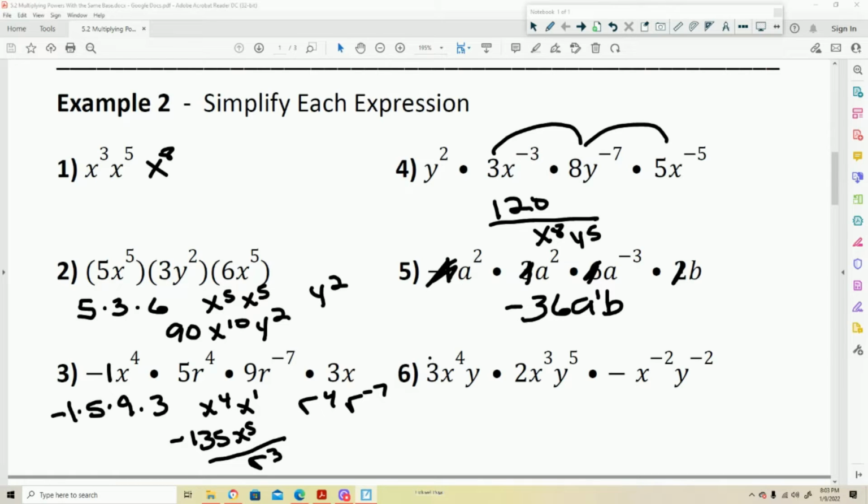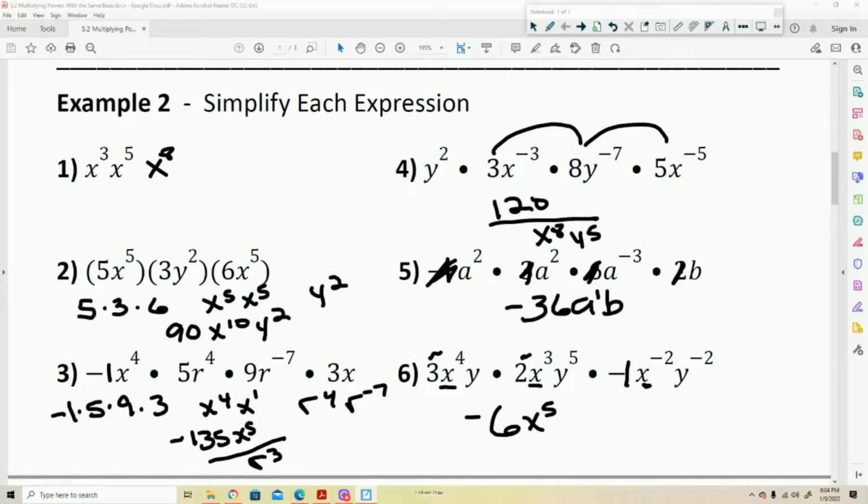We've got the 3 and the 2. Multiply together, you get 6. Actually, we have a negative 1 here, so it's going to be a negative 6. Okay, I didn't see that. Now here we've got a 4 on the x, a 3 on this x, and a negative 2 on this x, so we're putting these x's together. We get 7 minus 2 is 5, so it's going to be x5.